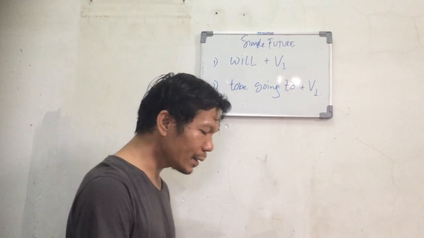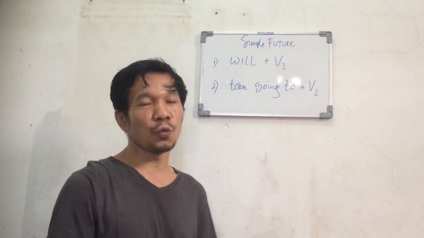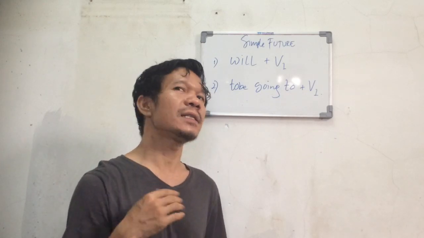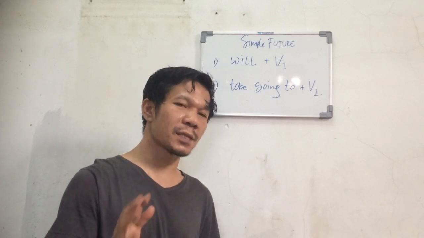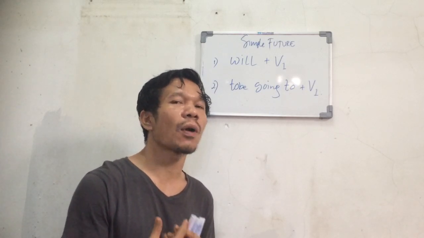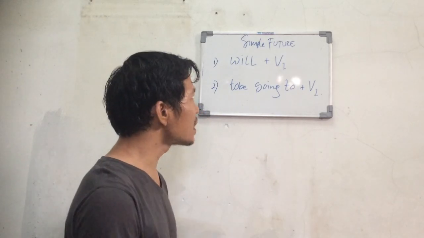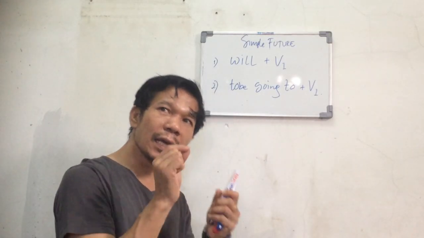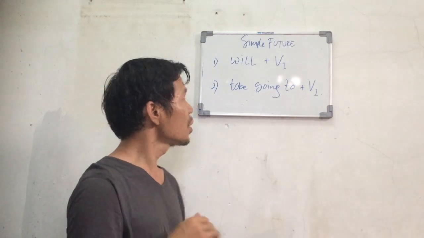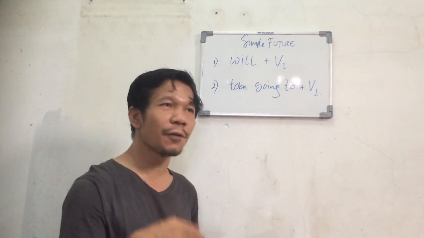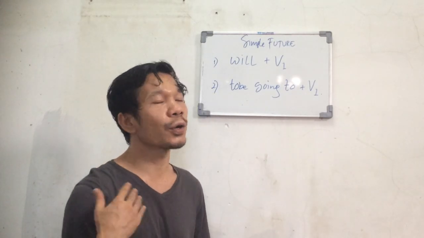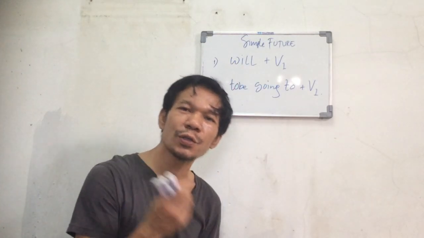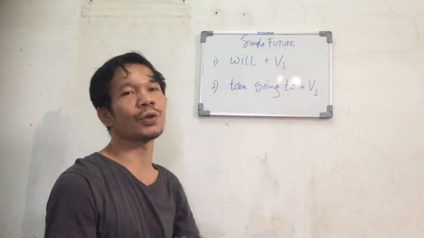In my opinion, the reason why English is used as an international language is because the tense of English is very specific. If you tell someone about your activity, the tense that you use in your sentence relates to the time of the actions. So simple future means that if you tell someone about your ambition or goals in the future, you can use this structure. For example, I will go to your house tonight.